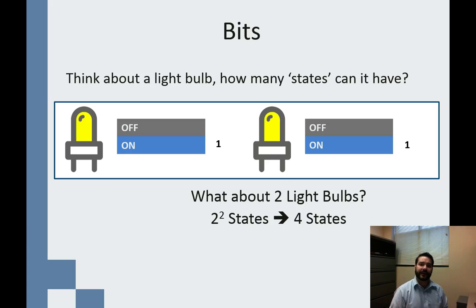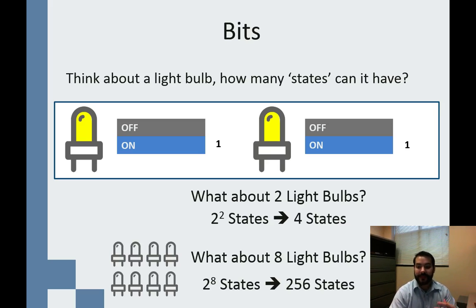This is where we get that idea of taking a single bit, one or zero, and expanding that out into what we call a byte, 8 bits. You could think of it as, what happens if I had 8 LED light bulbs? Well, suddenly, instead of it being 2 to the second power, I now go 2 to the 8th power. I have 8 different LED lights that can be on and off, so I have 2 to the 8th power possible combinations of all of those.